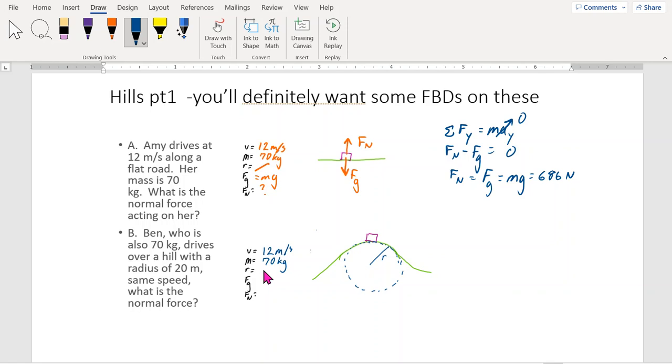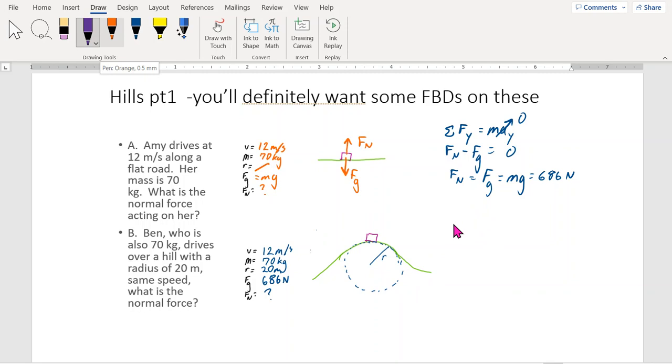This time we do have a radius, that's going to be 20 meters. And gravitational force, well, if it's the same mass, it's the same weight, so it's going to be 686 newtons. So we say, oh, so is the normal force also? No, it is not actually. We are looking for the normal force. Let's go ahead and solve for that.